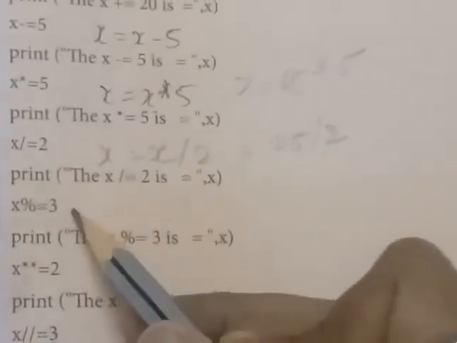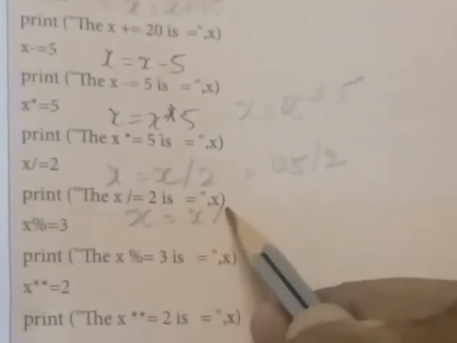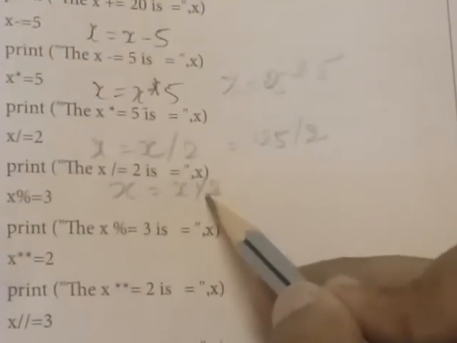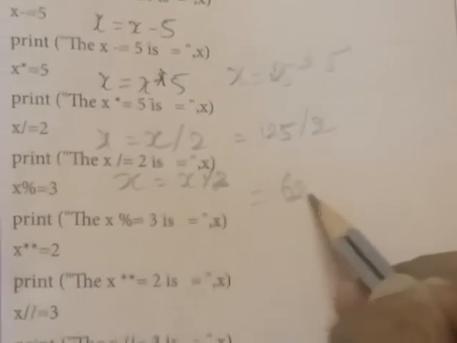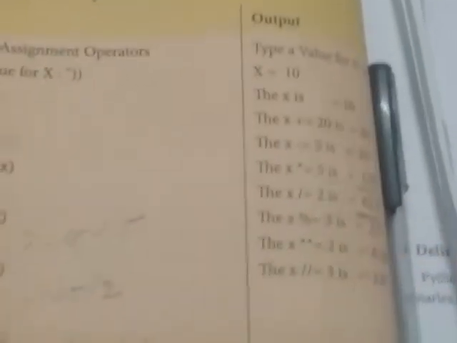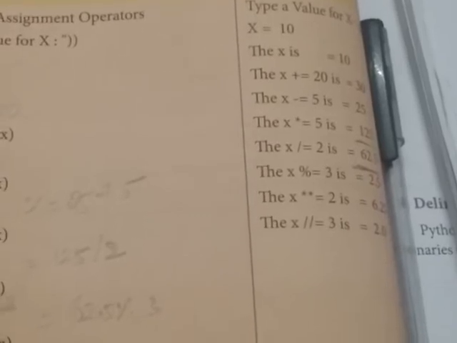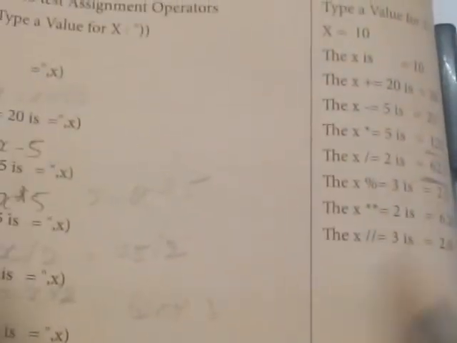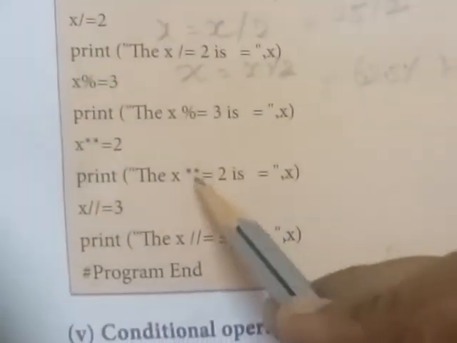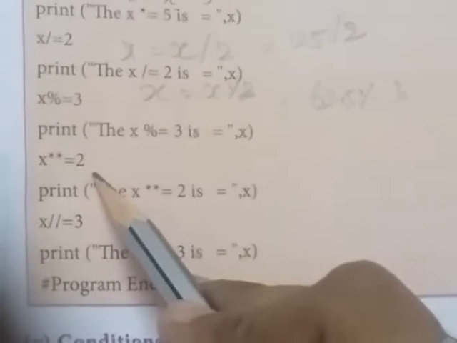The next one is x modulus equal to 3, that means x equal to x modulus 3. We know the value of x is 62.5, divided by 3, the remainder we get is 2.5.